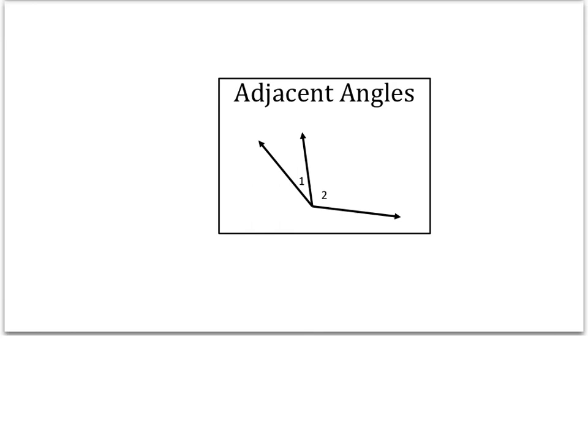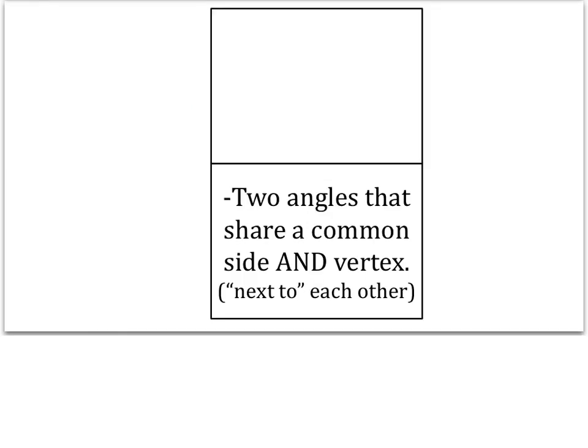Adjacent angles. Adjacent means next to. Okay, that's what it means to be adjacent. So in this case, angle 1 and angle 2 are adjacent to each other, so that means they're next to each other. So adjacent angles are two angles that share a common side and vertex.